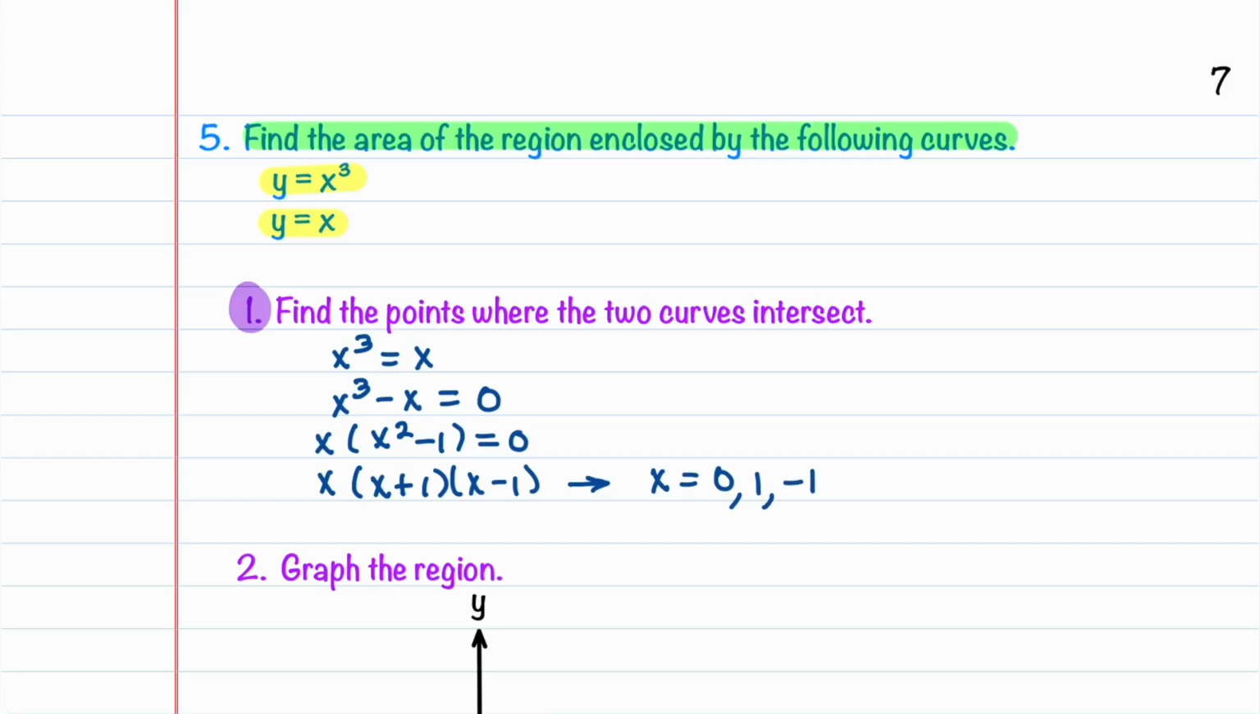We need to now find the y points that correspond to these x points. So let's choose the easiest curve, and that's y is equal to x. The other one would have been fine as well. So we have y is equal to x.